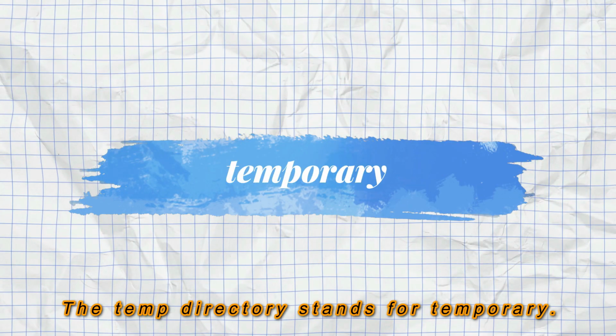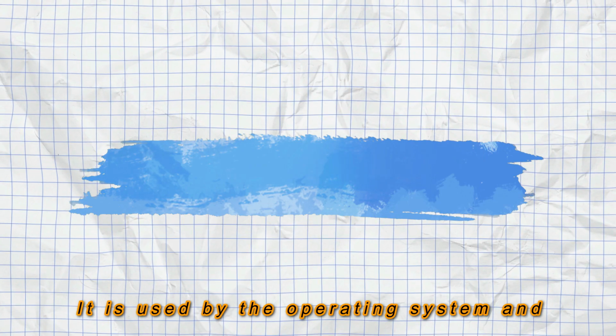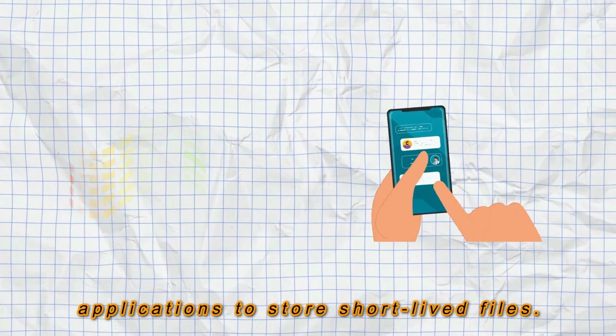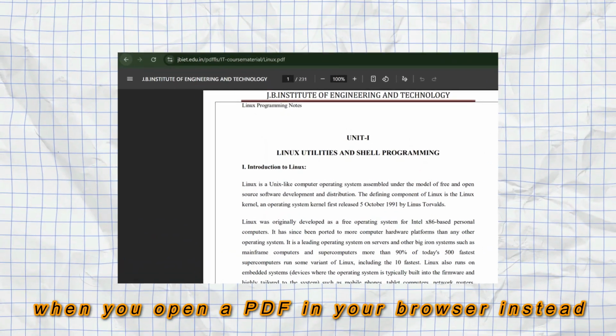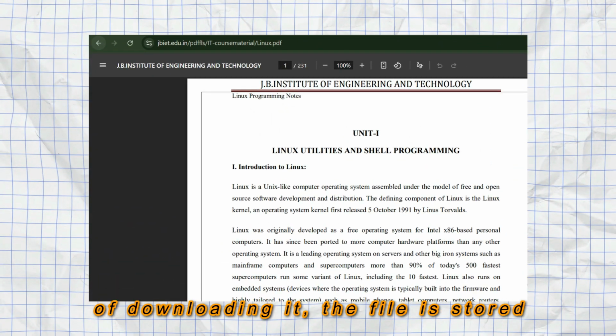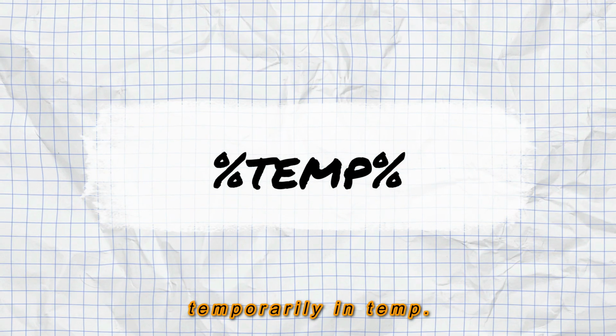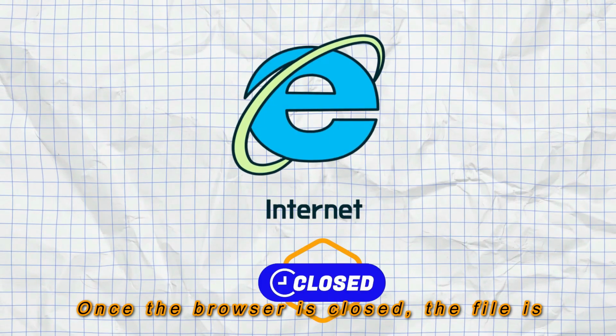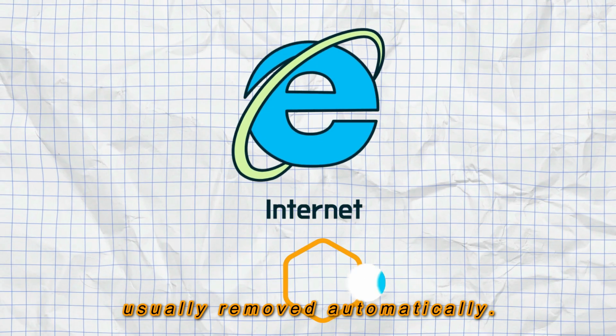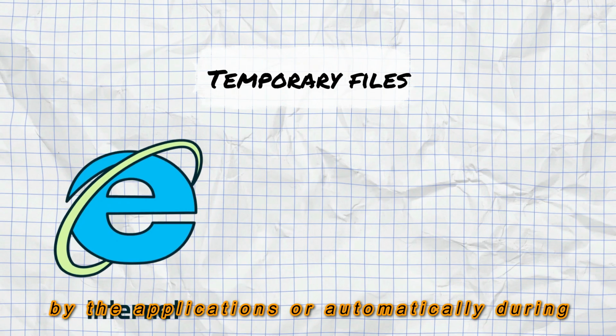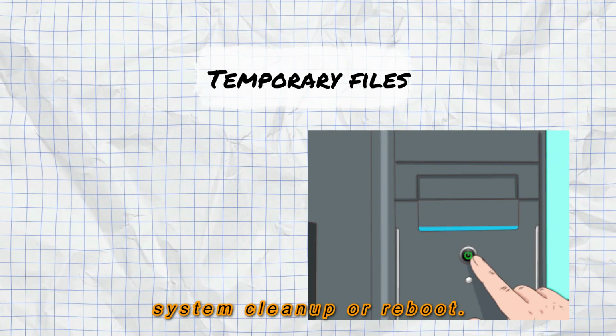The tmp directory stands for temporary. It is used by the operating system and applications to store short-lived files. For example, when you open a PDF in your browser instead of downloading it, the file is stored temporarily in tmp. Once the browser is closed, the file is usually removed automatically. Temporary files in tmp are removed either by the applications or automatically during system cleanup or reboot.